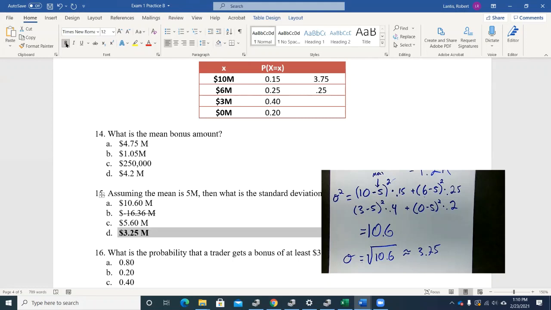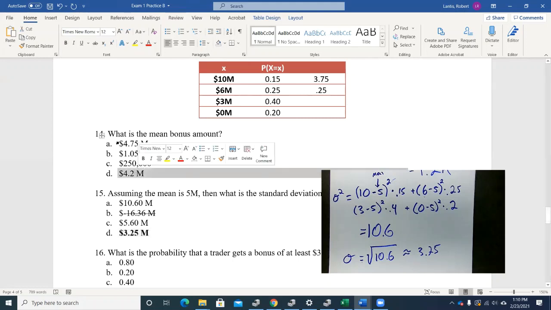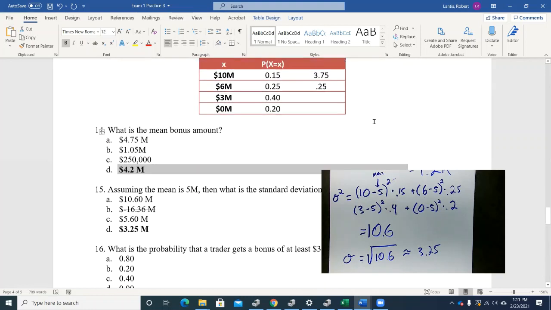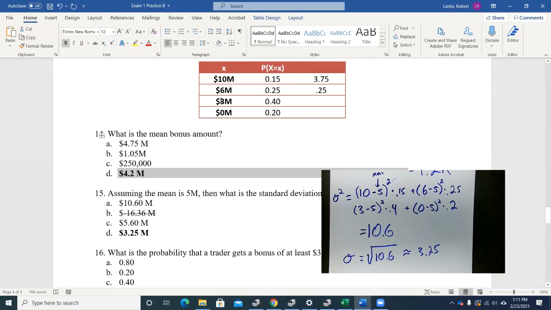All right, so just bold this one too that we found earlier. So here's one, and we'll work through this question, but then I'll go through a different one that might be a little trickier. What's the probability that a trader gets a bonus of at least 3 million? So what's the probability X is greater than or equal to 3 million? Well, the probability they get 3 million is 0.4. And then everything greater than that, they could have gotten 6 million with a probability of 0.25 and 10 with a probability of 0.15. So all I have to do is add those probabilities up.